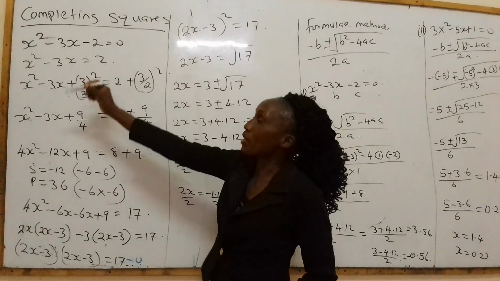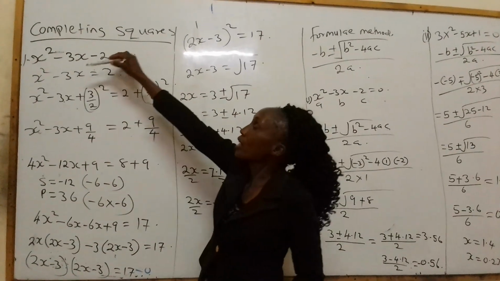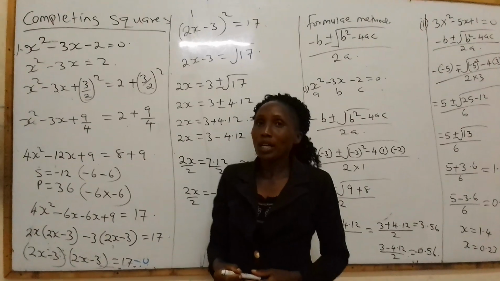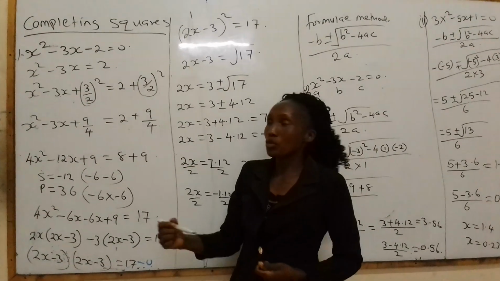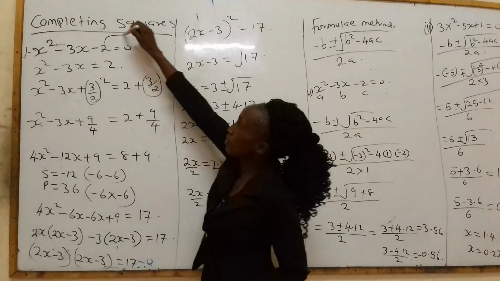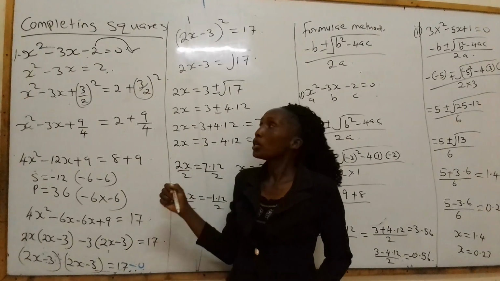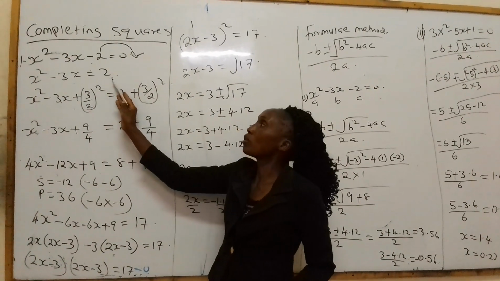Let's take the first example. This is example 1. You are given x squared minus 3x minus 2 equal to 0. In completing squares, you are not going to equate to 0. We move this value to the other side, and because it was negative, it becomes positive. Then we have x squared minus 3x equal to 2.